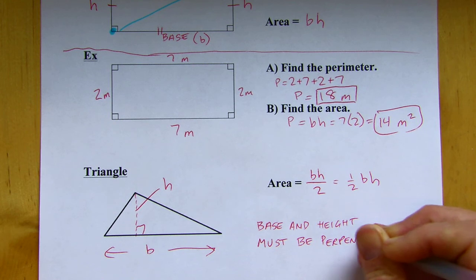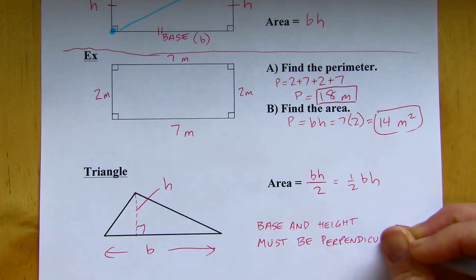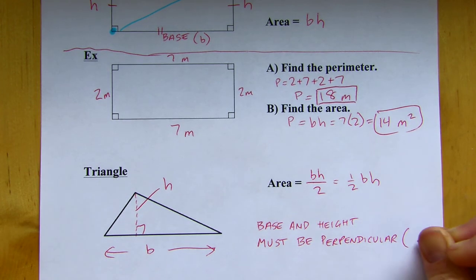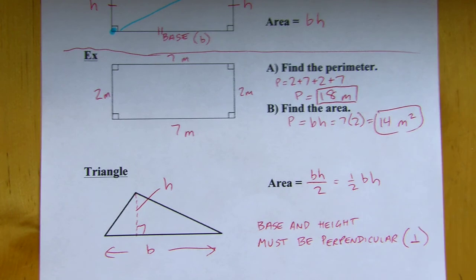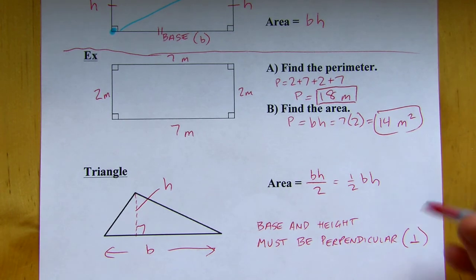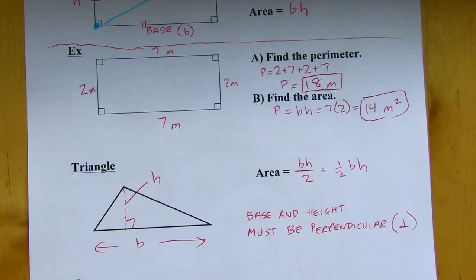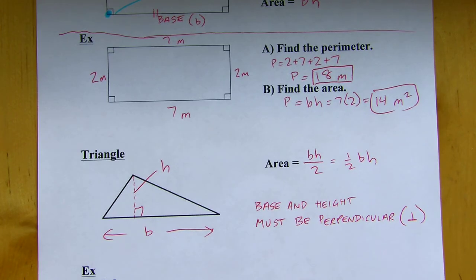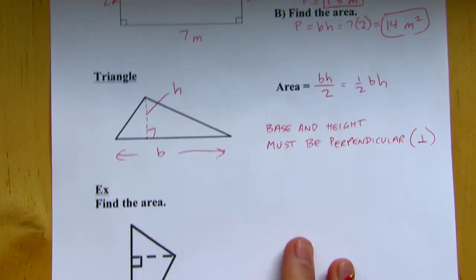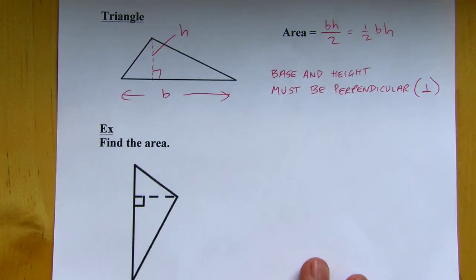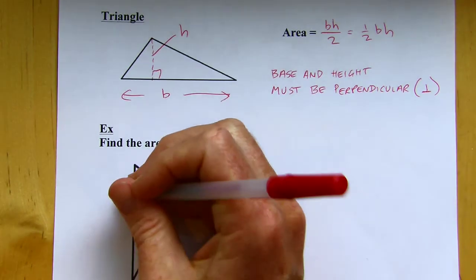So they must be at a 90-degree angle. Okay, and the symbol for perpendicular looks like that. So, an upside-down uppercase T, like so. Okay. All right. So moving on to this next example, I'm going to put some numbers in here.